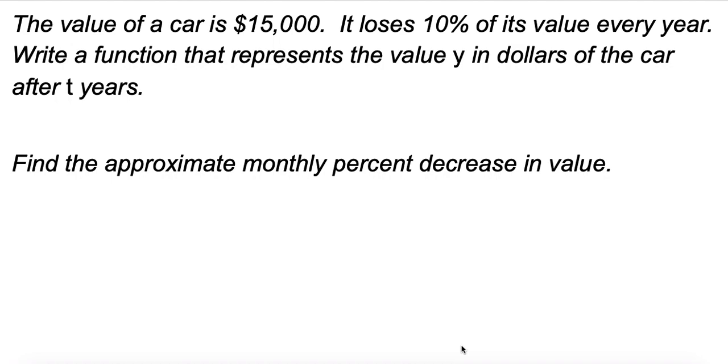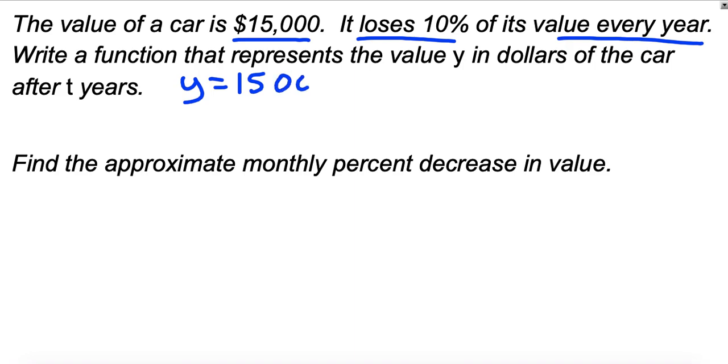We've got a situation where we have a car worth $15,000 and it's losing 10% every year. So when we're just dealing with yearly things, we don't really even need that compound interest. We can use the simpler ones we've used in the past, the 1 plus r or the 1 minus r. So if we write our equation, we're going to have y equals 15,000 times 1 minus 0.10, because it's losing, so we need to subtract every year.